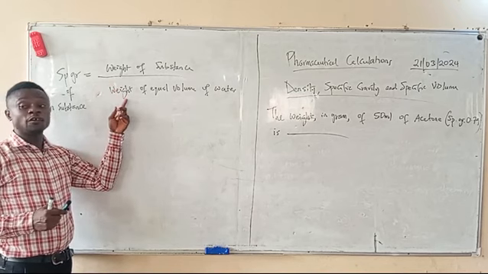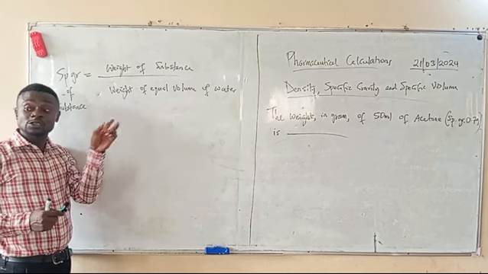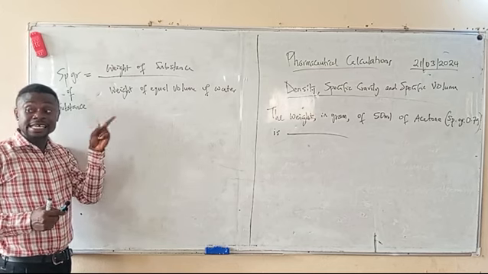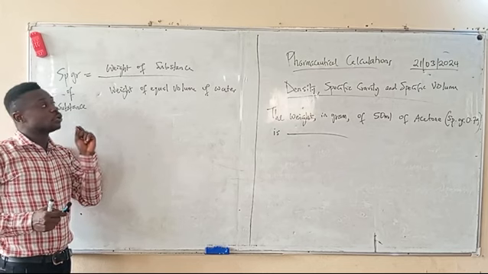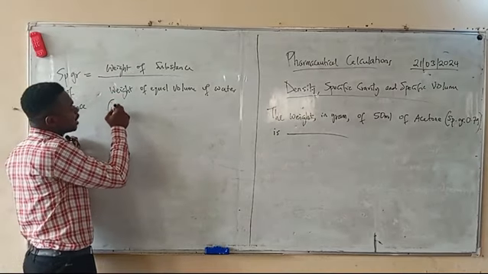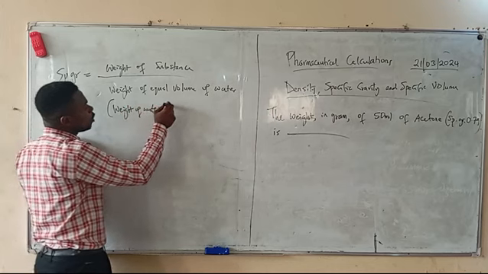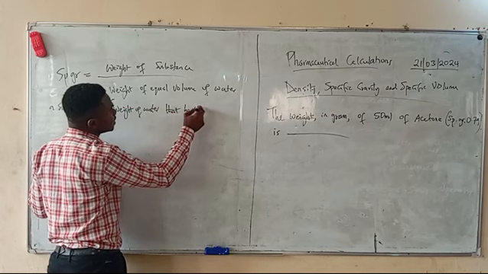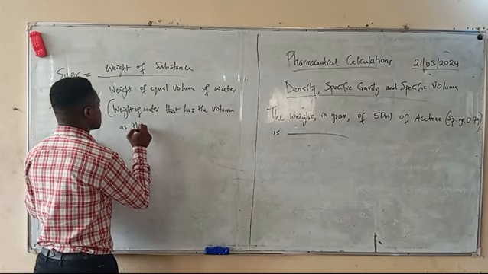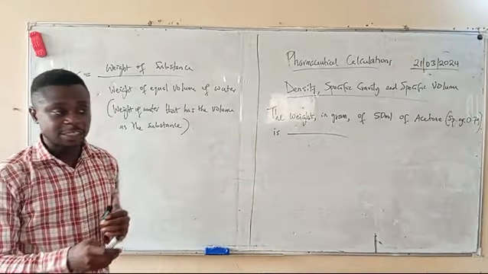Weight of equal volume of water means the weight of water that has the same volume as that substance. Are we together? Let me put it in brackets: the weight of water that has the same volume as the substance. Now let me explain.